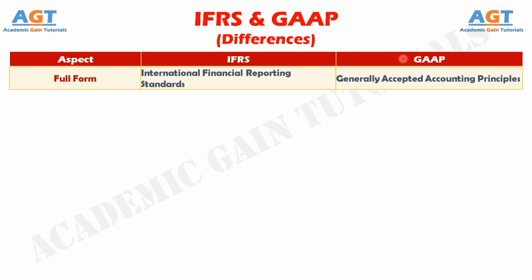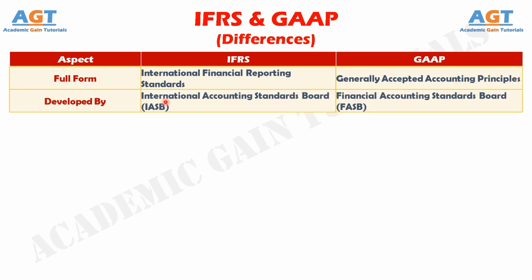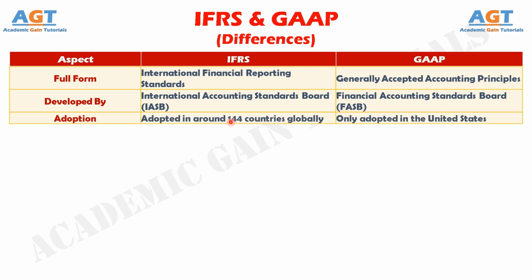Difference number 1. IFRS stands for International Financial Reporting Standards, whereas GAAP stands for Generally Accepted Accounting Principles. Number 2. IFRS is developed by the International Accounting Standards Board, IASB, whereas GAAP is developed by the Financial Accounting Standards Board, FASB. Number 3. IFRS is adopted in around 144 countries globally, whereas GAAP is only adopted in the United States.